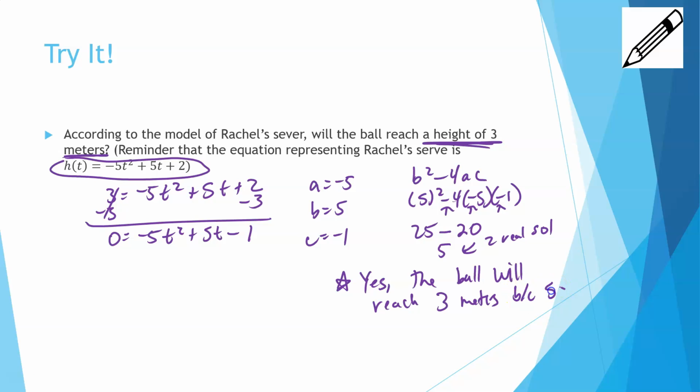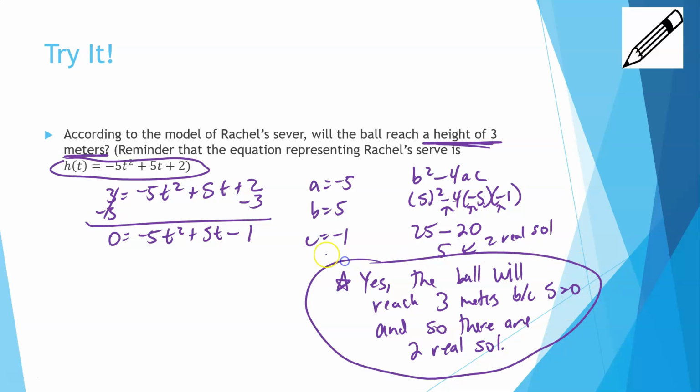Because 5 is greater than 0. And so there are 2 real solutions. Okay? And so it would actually hit that 3 meter mark twice. Obviously, it would be once on its way up and once on its way down. So that's how we can use this idea of the discriminant, not to determine exactly what time it reached the height, but just the fact that it does reach that height.